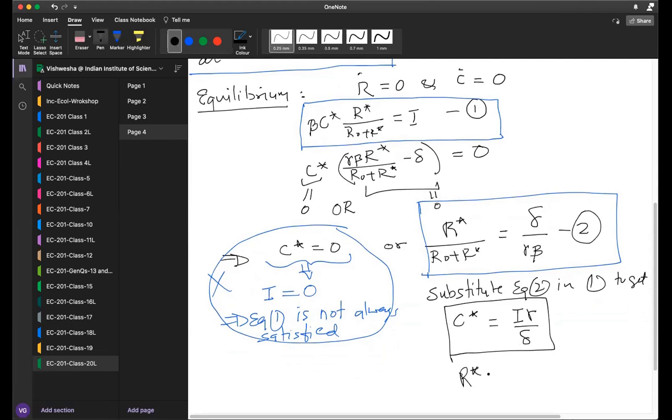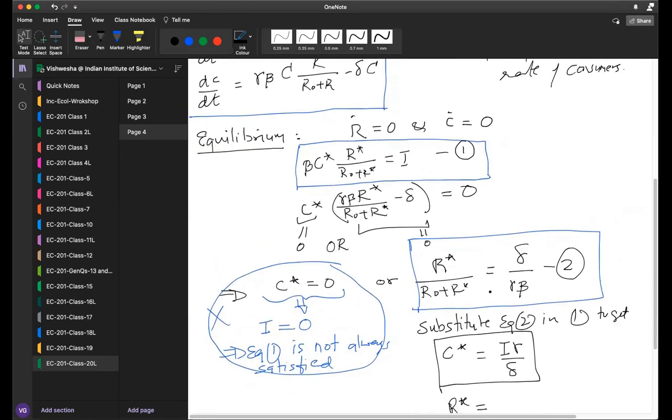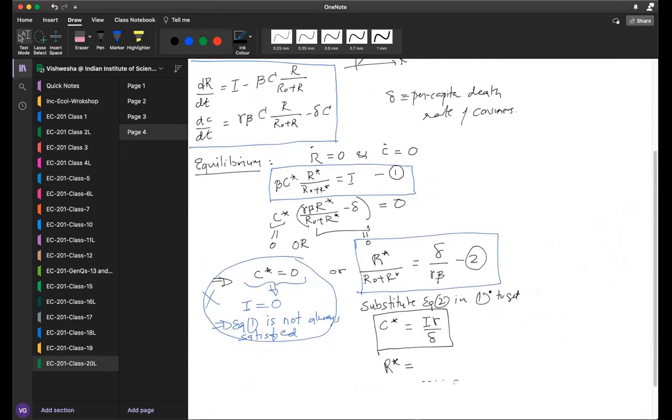And likewise, you can find the equilibrium value of R by solving equation 2. I hope you can do this yourself. I haven't written it up here, but this is the equilibrium. Is that fine? So we have found that there is only one possible equilibrium solution, and that's given by equation 2 and equation 3.